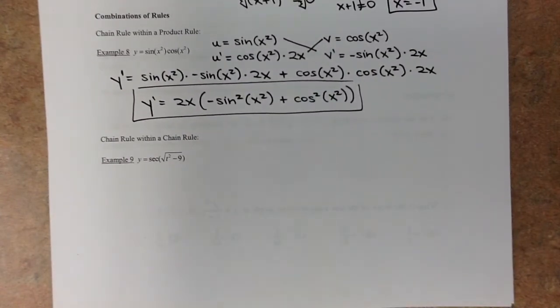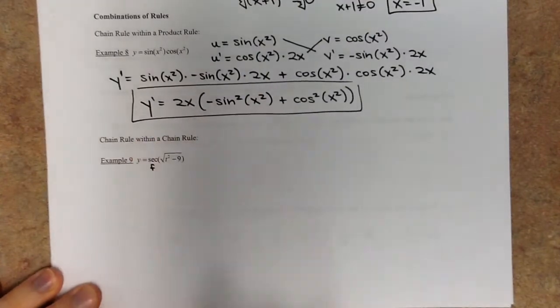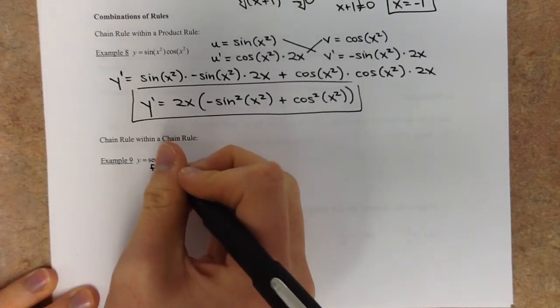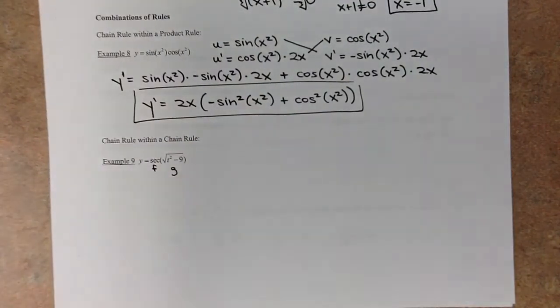Okay, next one. Chain rule within a chain rule. So this is when it would be a good idea to start writing out some of our pieces. So secant is f, that's the main function. And then the square root of t squared minus 9 is g.